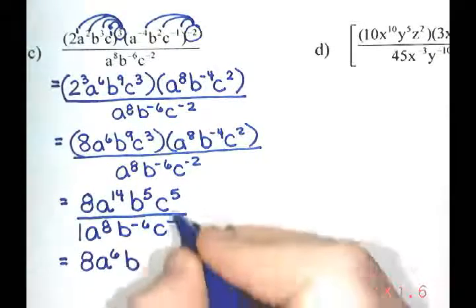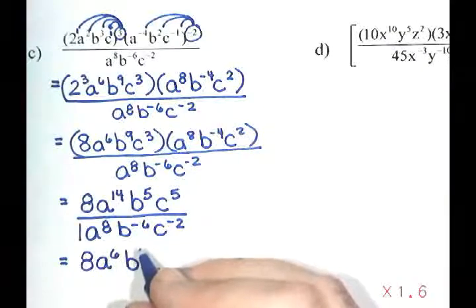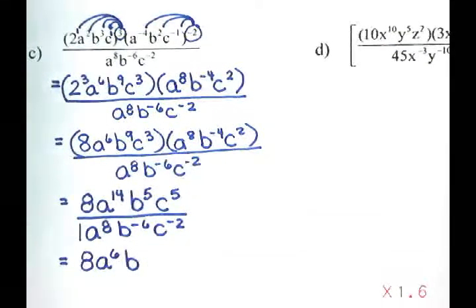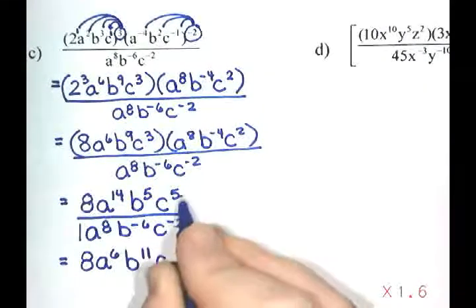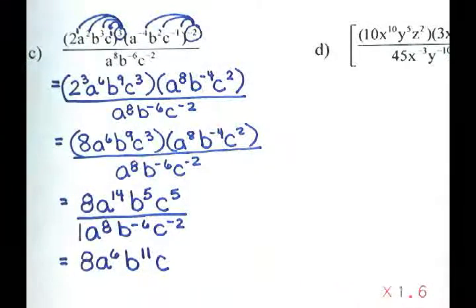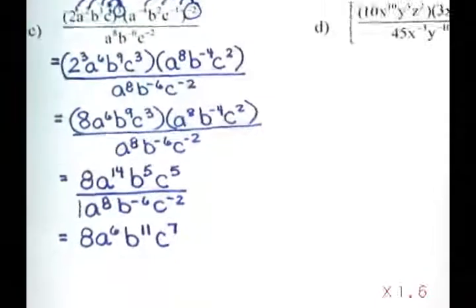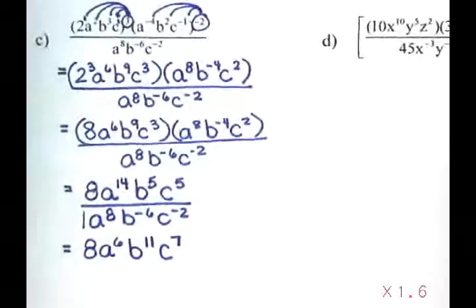B to the power of 5 take away negative 6. So 5 minus negative 6 actually ends up being 5 plus 6, which is 11. And then c to the power of 5 take away negative 2, which ends up being 5 plus 2, which is 7. If you're having trouble with the integers, use your calculator. It'll help. Now, our last step would be to flip anything that was negative, but we don't actually have any negative exponents. So that's our final answer right there.